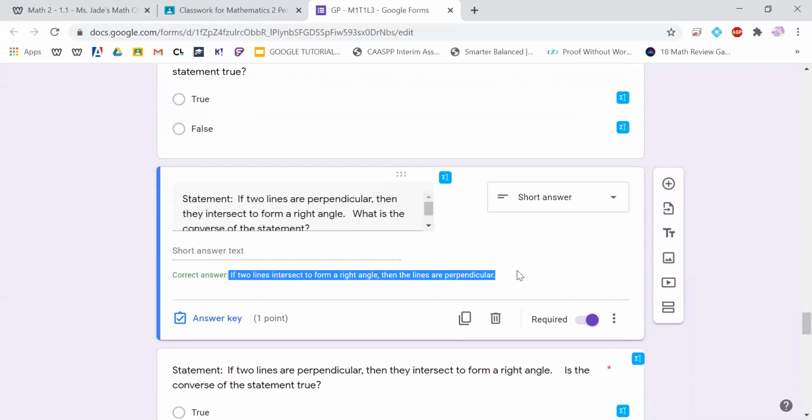So if two lines intersect to form a right angle, then the lines are perpendicular. So all we did was change the order. CO, change order, or the converse. Okay, now we're going to analyze, is this converse true? If two lines intersect to form a right angle, is it true? Yes, this is true.